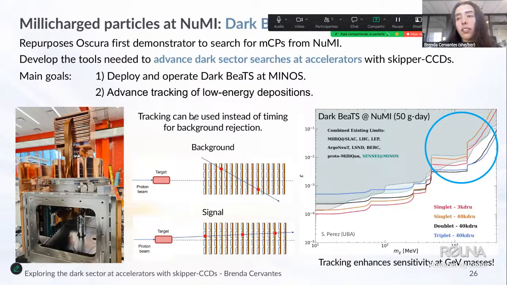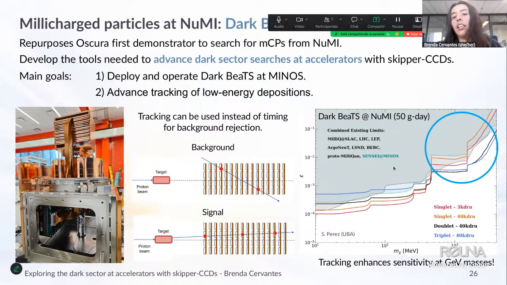As you remember, skipper-CCDs do not have time resolution. They are very slow readout sensors. But if you consider a multi-layer detector and you search for multiple depositions aligned with your beam, you are able to reduce backgrounds a lot.